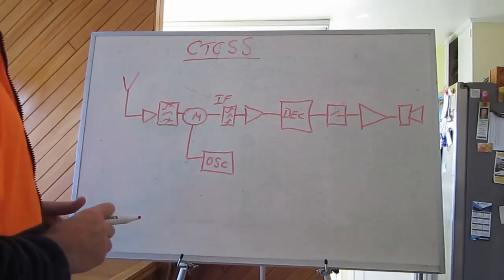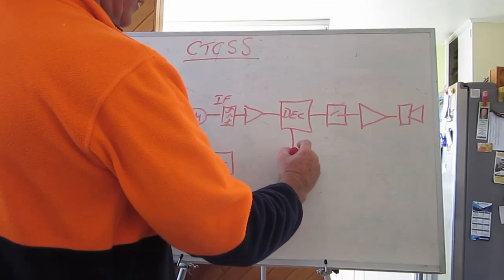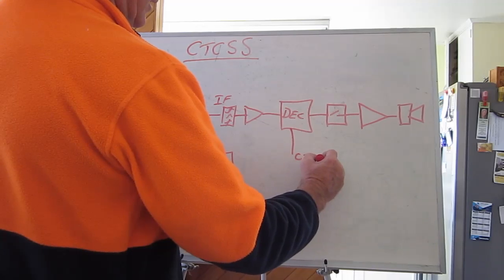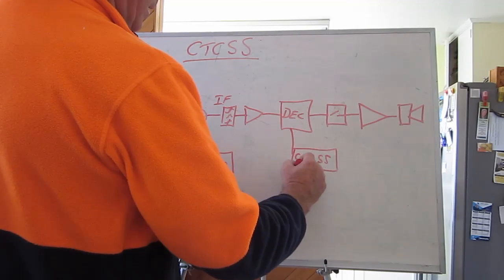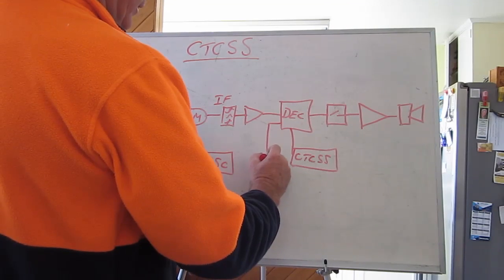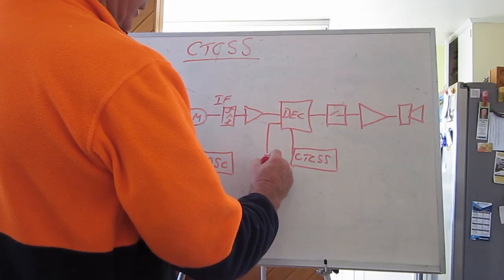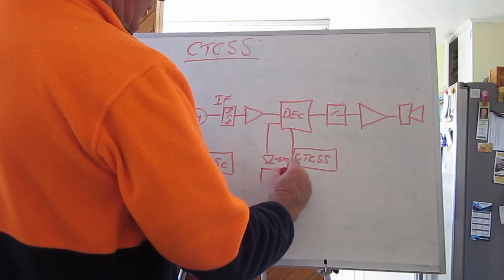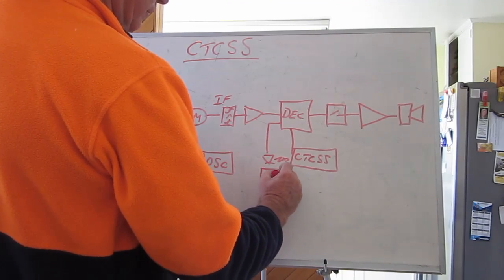Here's our simple receiver. In this detector circuit here, we are going to have a CTCSS detector circuit. We will also probably have something coming out of here which might be an LED light. I'll just draw it as a diode, or it might be an S meter. So you'll have some sort of signal indication.